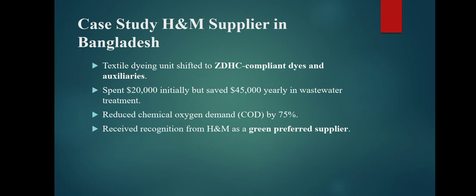Case study: an H&M supplier in Bangladesh. A textile dyeing factory in Bangladesh decided to comply with ZDHC standards. The steps taken were switching to safer MRSL-compliant dyes and investing around $20,000 in initial upgrades. The results: they saved $45,000 per year in wastewater treatment costs, reduced chemical oxygen demand by 75%, meaning the water leaving the factory was much cleaner, and received green recognition from H&M, leading to more business.